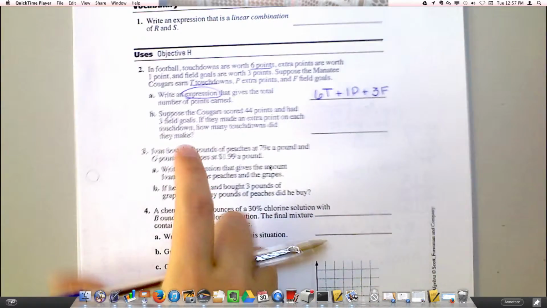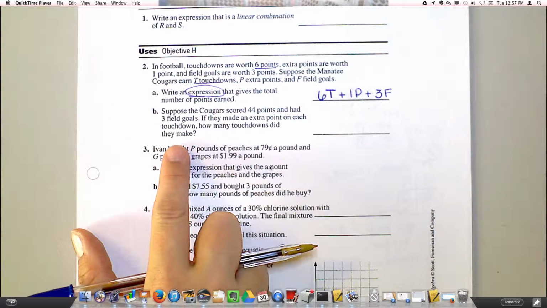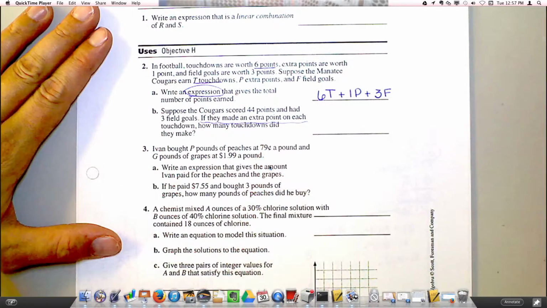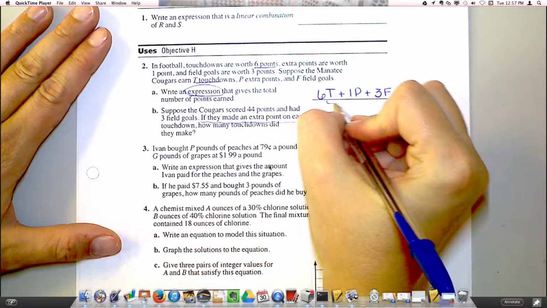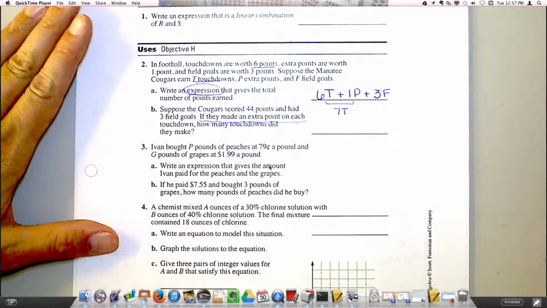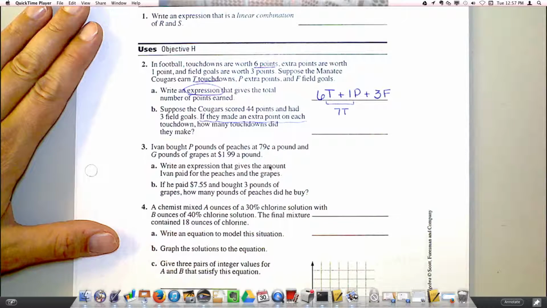Okay. Now in part B, it does say if they make an extra point on every touchdown, that's where I would go ahead and say, all right, well that must mean every touchdown is really worth 7 points. Okay, does that make sense to everybody?